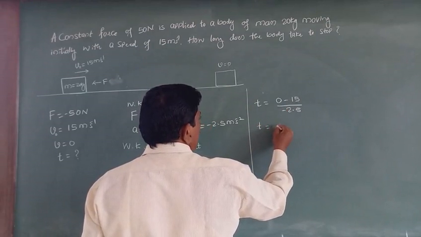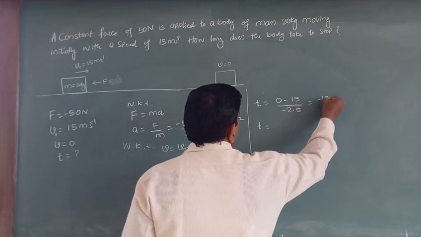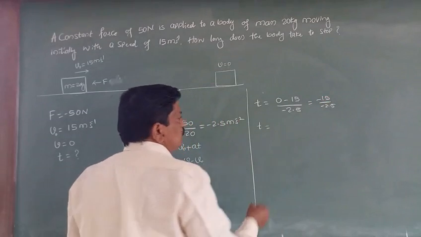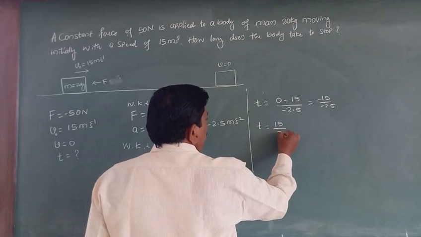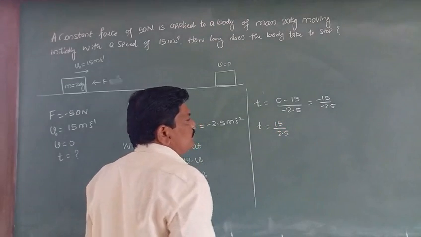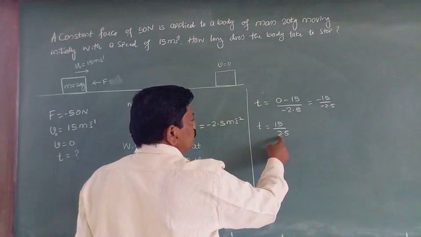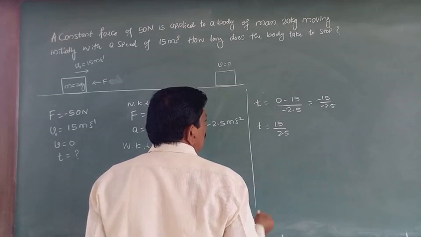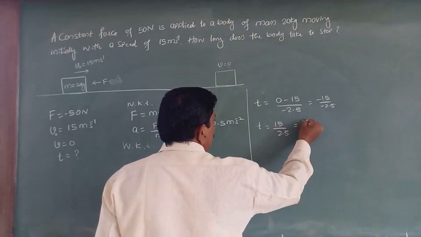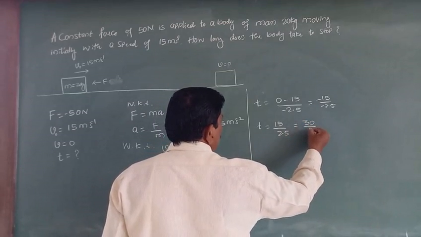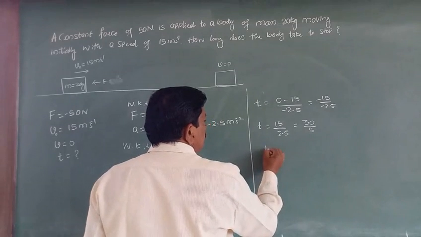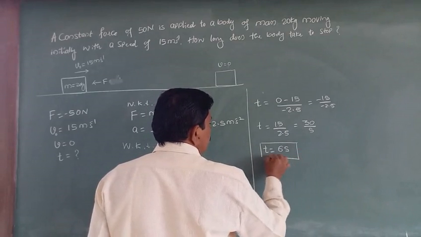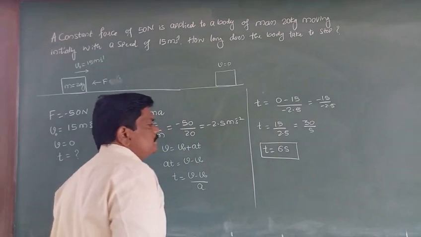So T is minus 15 divided by minus 2.5, that is 15 divided by 2.5. 2.5 is 5 by 2, so simply multiply both sides by 2. You can write 30 upon 5. So time T is 6 seconds. This is the required answer.